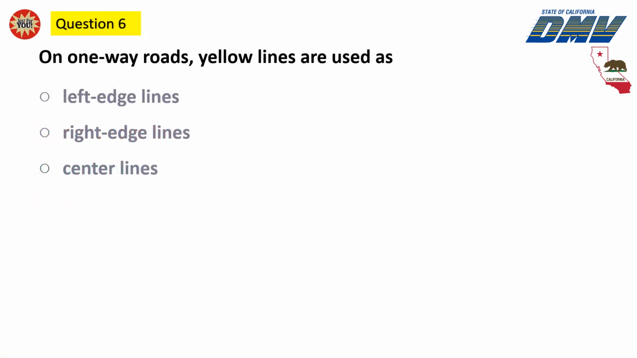Question 6. On one-way roads, yellow lines are used as left edge lines, right edge lines, center lines.